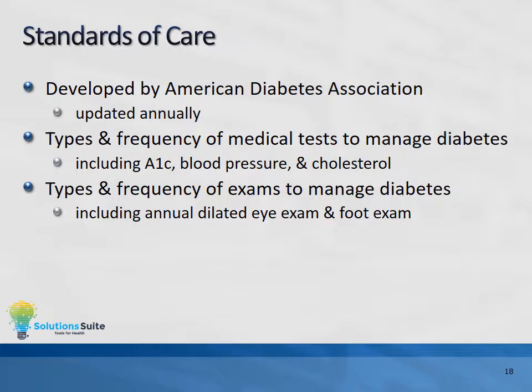Another part of the toolkit covers the diabetes standards of care. Care standards come from the American Diabetes Association and are updated every year. They specify what tests and medical exams should be done and how often. This includes medical tests such as A1C, blood pressure, and cholesterol. Standards also include having an annual dilated eye exam and a special type of foot exam.